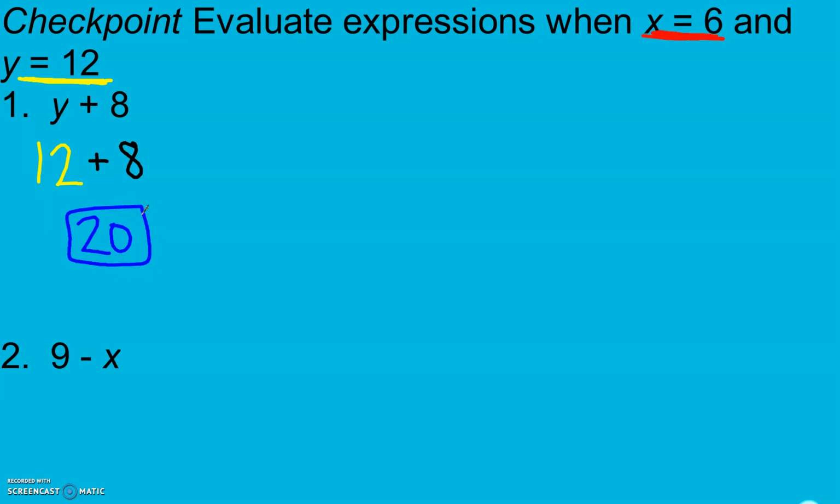Give 2 a try. Here, I have, as far as variables go, an x, and we said x was 6, right here. And I don't have any more variables, so I can just bring down my numbers and my operations, and turn it into a numerical expression. Now all I have is that numerical expression, so I can go ahead and do the operation here. 9 minus 6 is 3.